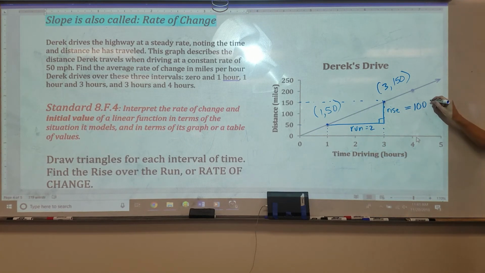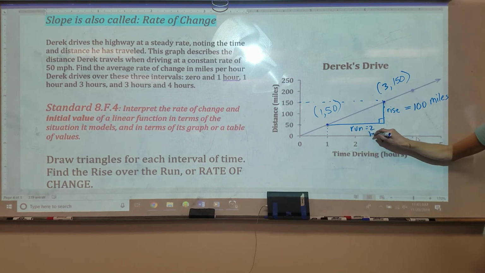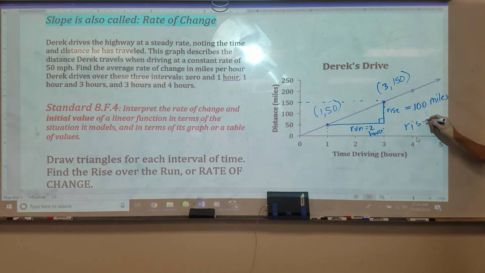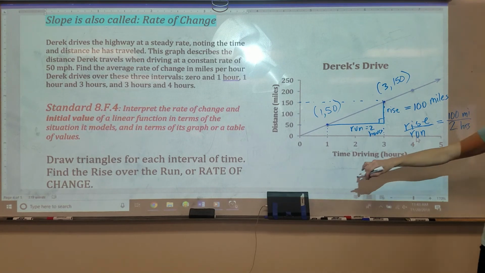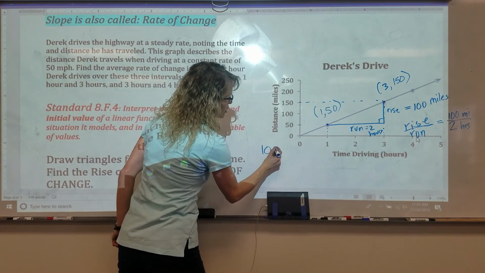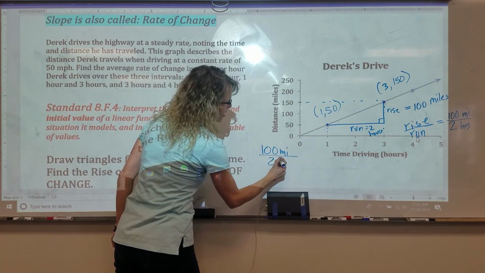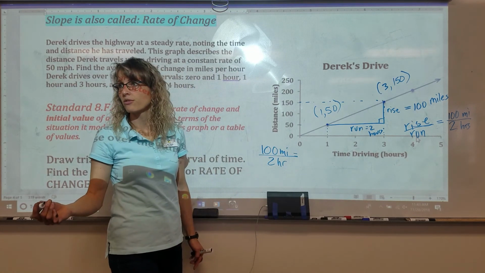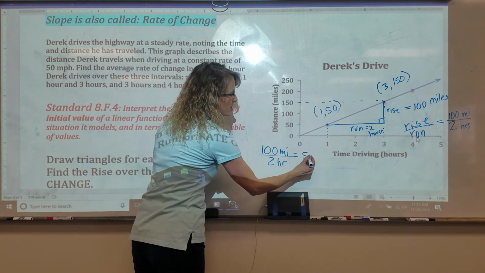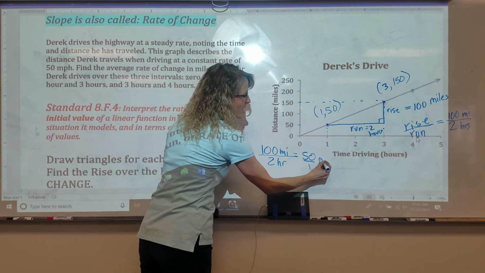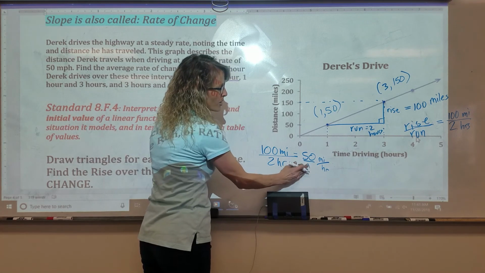Let's put units. This was miles. This was hours. So my rise over my run. My rise is 100 miles over a run of 2 hours. Let me come back over here. 100 miles over 2 hours. Always reduce your slopes. 100 over 2 is 50 over 1 miles per hour, and we can get rid of the 1.